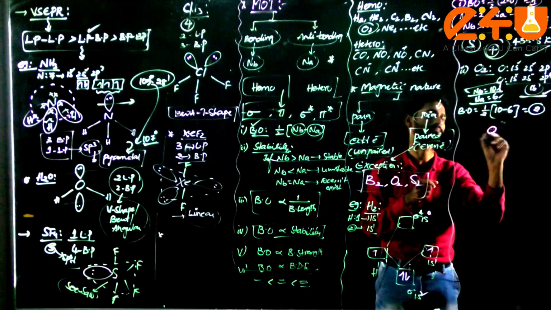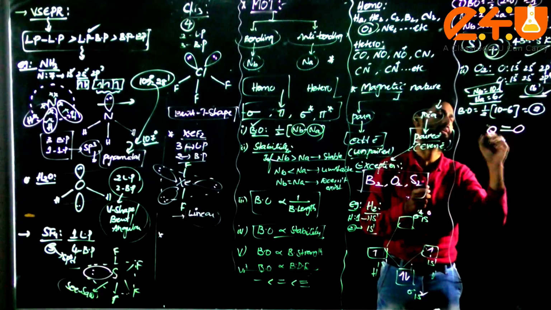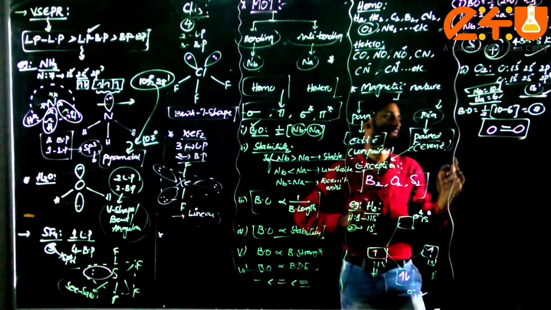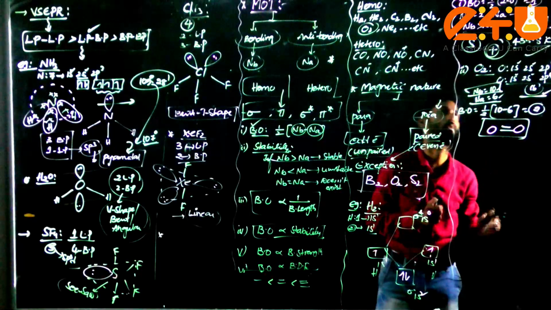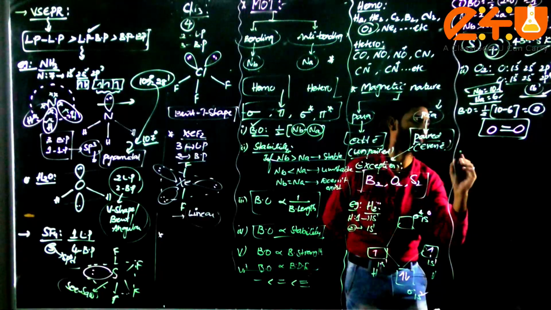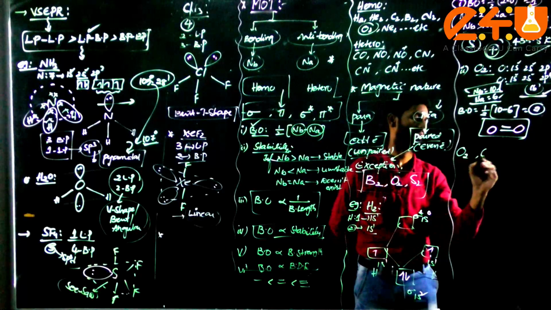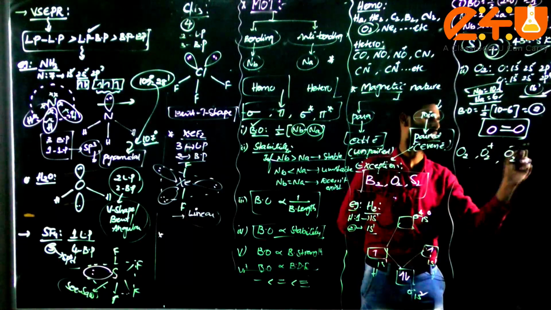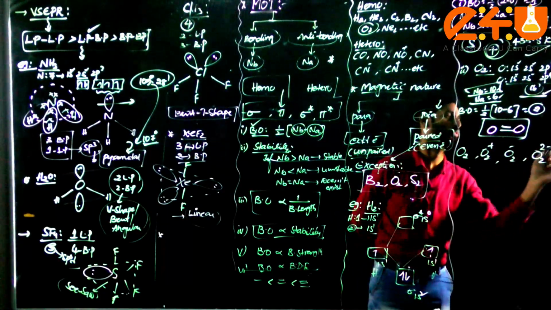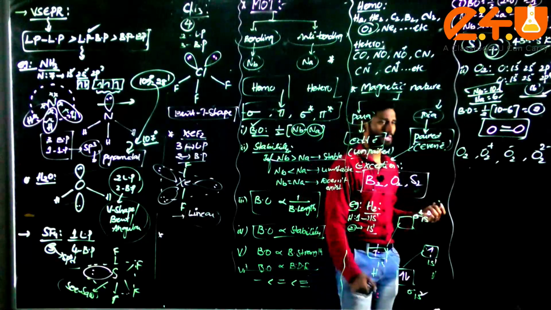How many bonds are you expecting between the oxygen atoms here? There is a double bond expected. This is the O2 molecule, bond order is equal to 2. Sir, what about O2 plus, O2 minus and O2 2 minus? These questions are asked very often. Is any shortcut there, sir?